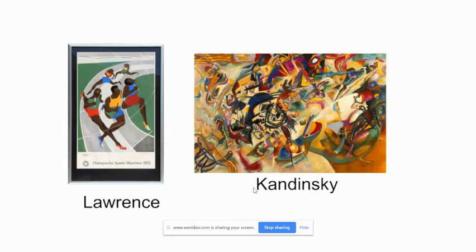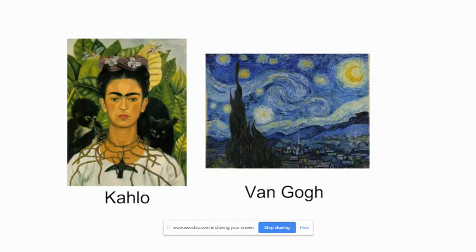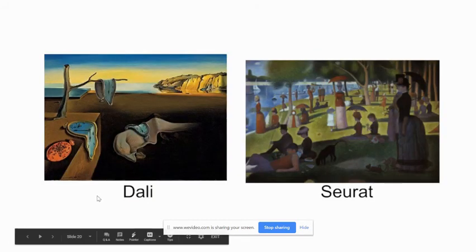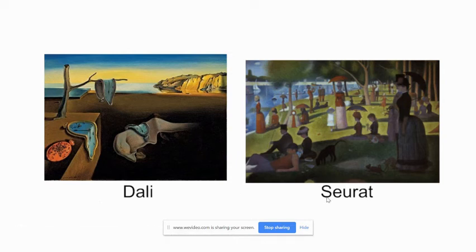This is Kandinsky. He's very abstract. Some of his work, you can see things happening in it, but it's still very abstract. This is Frida Kahlo. She's a surrealist painter. And my favorite, she was married to Diego Rivera. This is Van Gogh. He's an impressionist painter. Dali, he's surrealist. Seurat. He is impressionist. You might have seen this painting before. It's in the Chicago Art Institute.